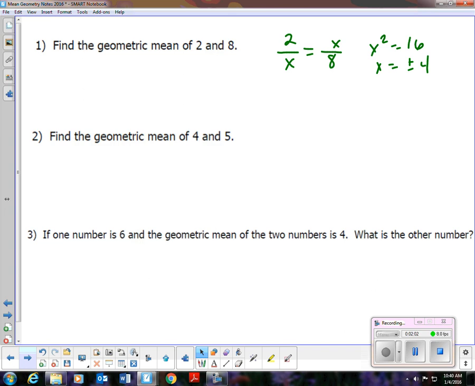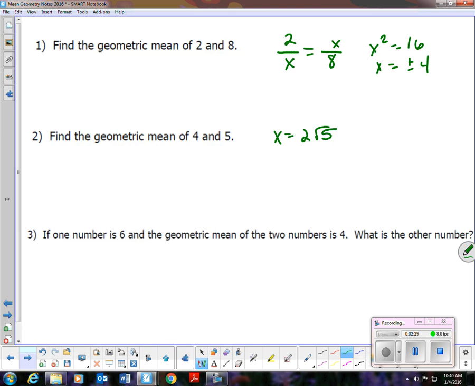So then try to do the geometric mean of 4 and 5. Pause the video. All right, when you're done with that one, you should have x is equal to 2 square root of 5, and that's your geometric mean here. All right, this last one, try this last one. See if you can figure it out. Pause the video. Put it back on when you're ready to go.